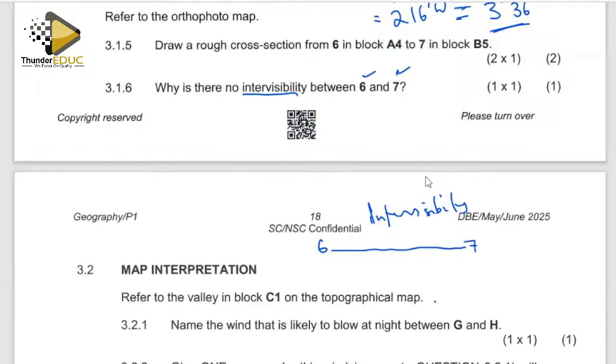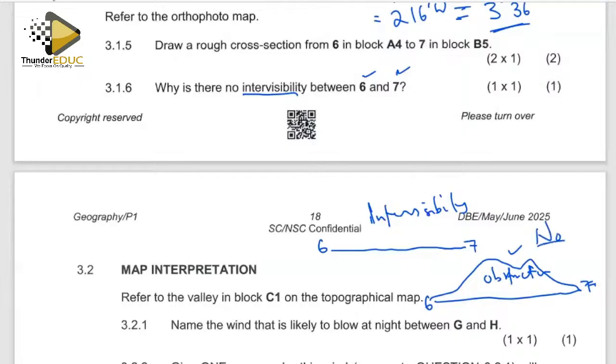But let's say, for example, again, your cross-section is giving you 6 here and 7 is here, and your landscape is looking like this. Automatically there's no intervisibility because this one is an obstruction. This area is high-lying when comparing 6 to 7, such that you cannot see 7 from 6. There's no intervisibility in this instance. So you just have to check the nature of your cross-section and see if you are able to see one point from another by comparing heights between the two features.